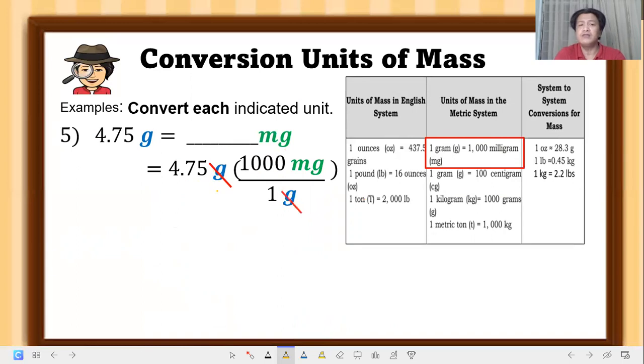And therefore, you can now multiply. What is 4.75 times 1,000? That is equal to 4,750 milligrams. Always remember, kinakopy natin yung natirang unit dyan kasi yun po ang magiging unit nung sagot natin. Meaning to say, in 4.75 grams, ang equivalent niya sa milligrams ay 4,750.